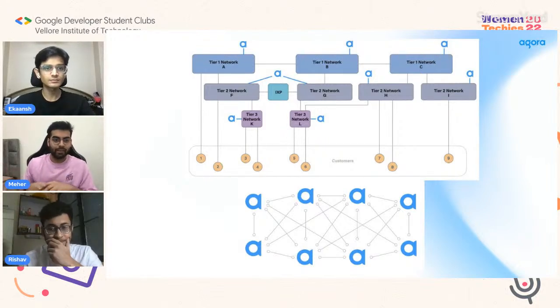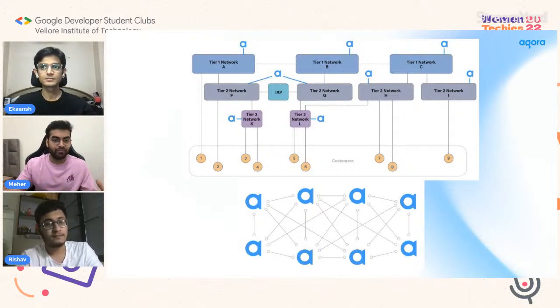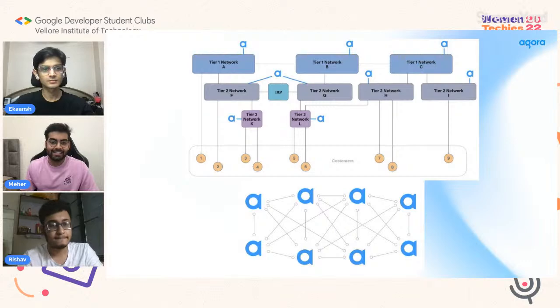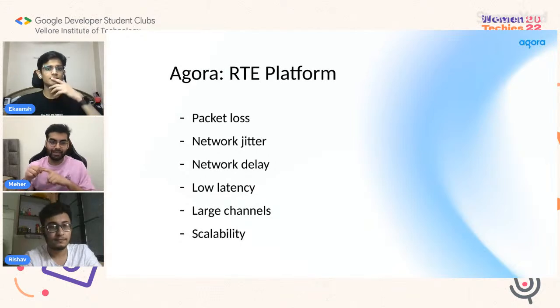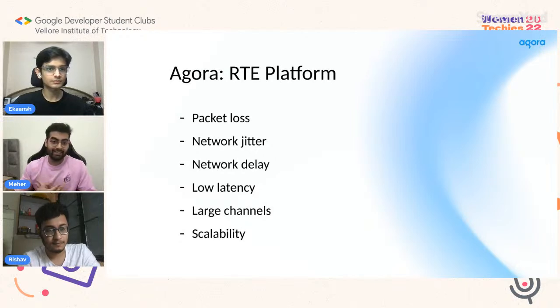Whereas Agora is built like a server-to-user connection, where the Agora servers are spread across the globe, and you send out data streams such that you receive no network loss or jitter. That's the advantage of using the Agora platform: you don't get any packet loss, jitter, delay, or latencies, and at the same time, you can support large channels and have scalability in your video calls. With that being said, Agora provides an RTE platform.